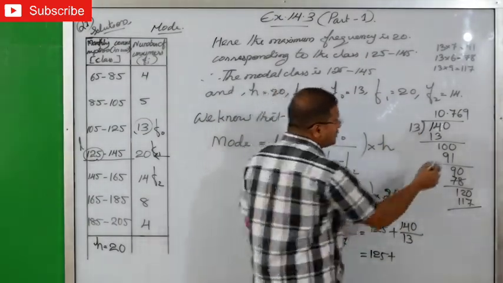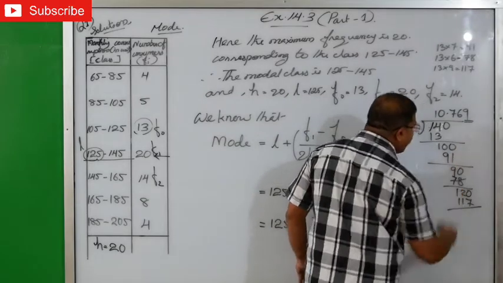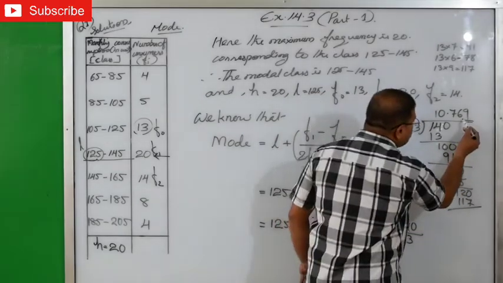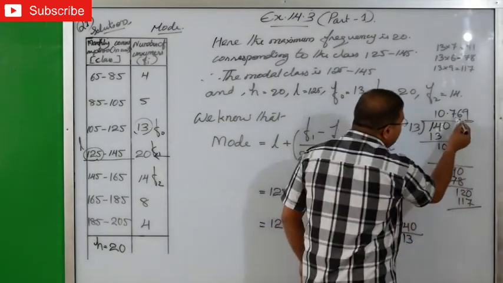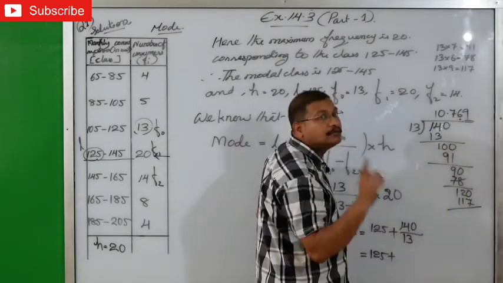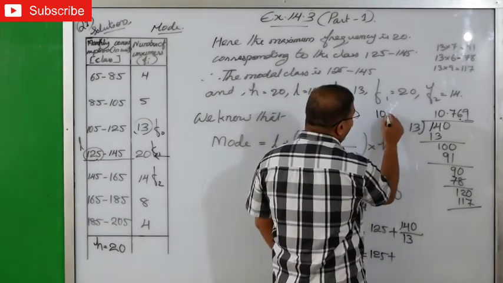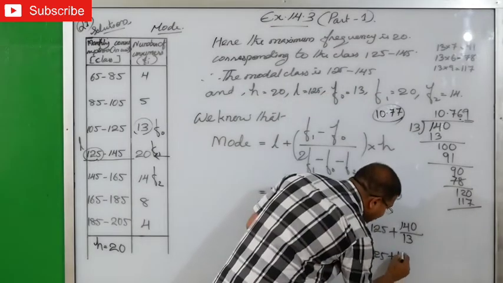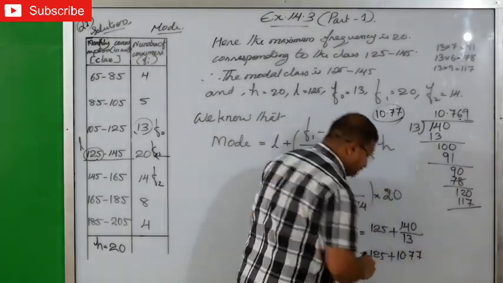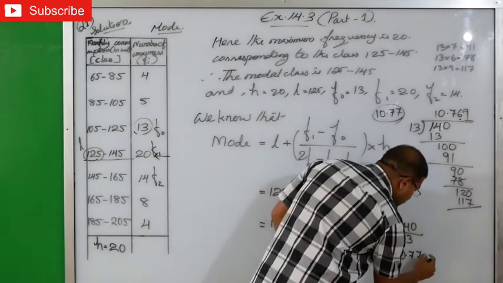What can you write? See, the last number is more than 5, so in place of this we will remove it by adding how much here? 1. That means in place of 6 what will you write? 7. That means 10.77 we have to write here. Ready? So what will you write? 10.77.